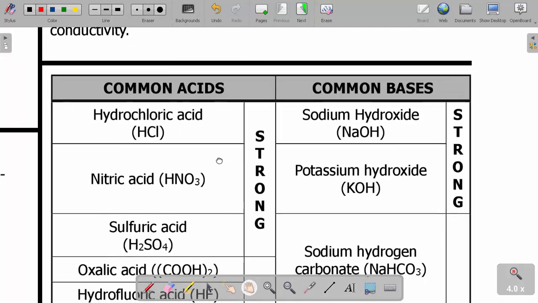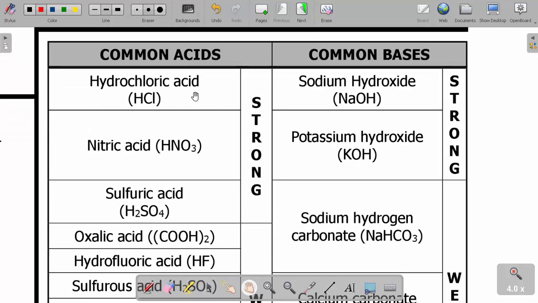Here we have the common acids and the common bases, which they ask in your exam. You must know the formulas and the names as well. This is hydrochloric acid and nitric acid. Hydrochloric acid is HCl, nitric acid is HNO3 and sulfuric acid is H2SO4. These three are what we call the strong acids. So the strong acids include hydrochloric acid, nitric acid, and sulfuric acid. Don't forget, you must know how to write the formulas as well, because you must know them in your test and exam.